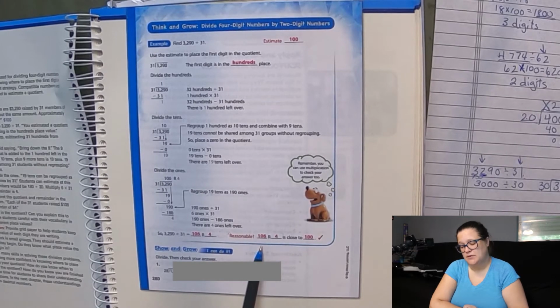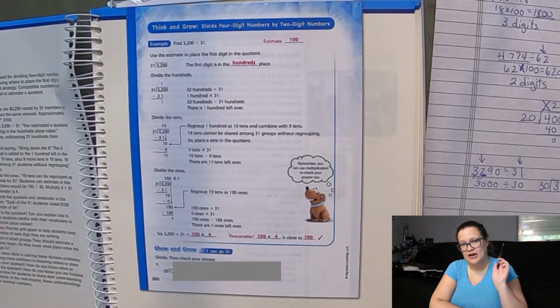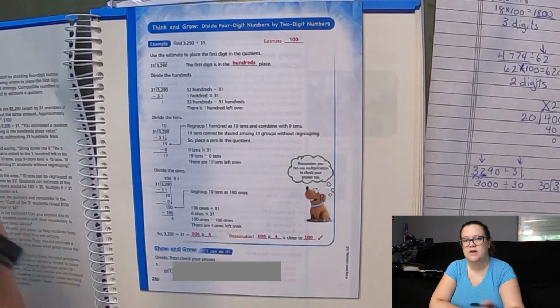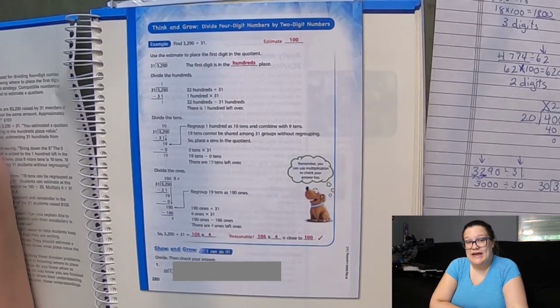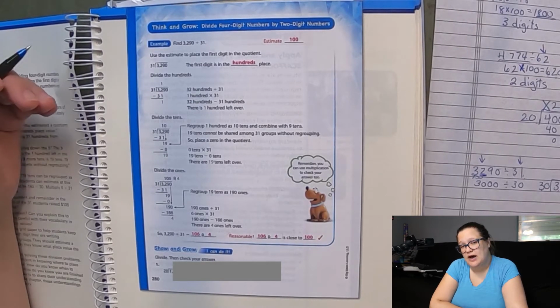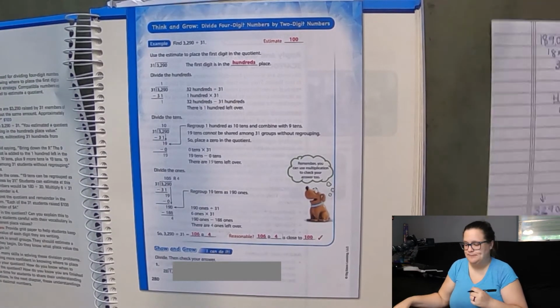Is this reasonable? Is 106 remainder 4 pretty close to 100? Yes, it is. So reasonable. 106 remainder 4 is close to 100. Check. All right. So you are going to divide. Remember, you can check your answer. You check your answer by multiplying the answer you got by the divisor. So I'm going to show that to you real quick, and what to do with the remainder.